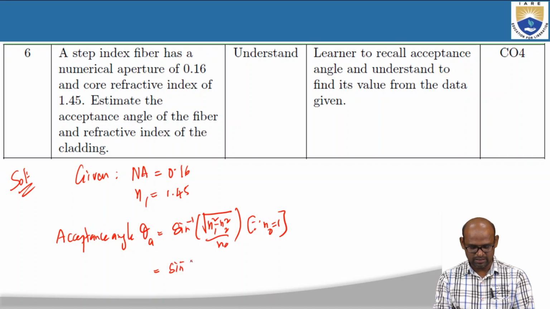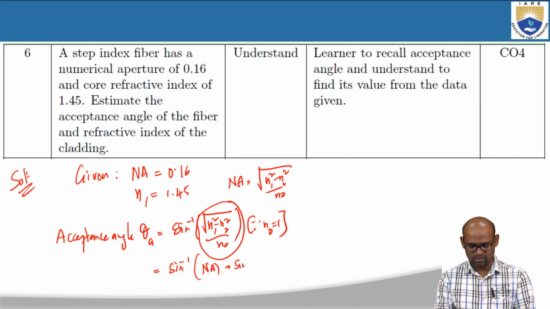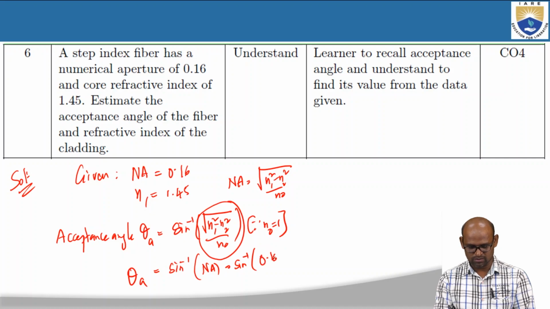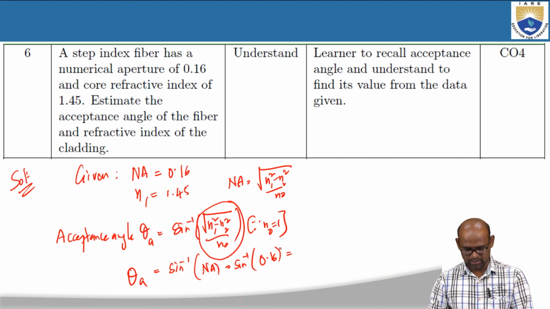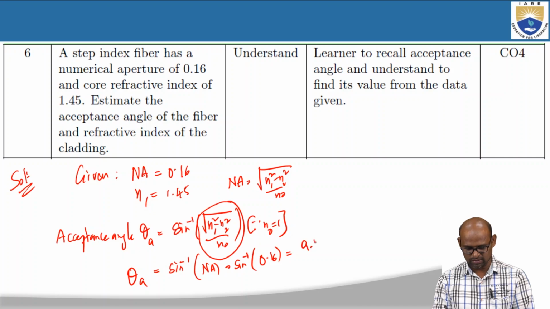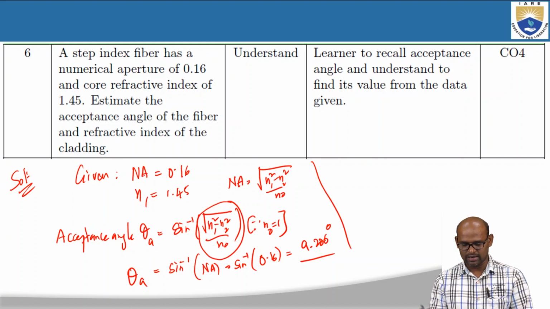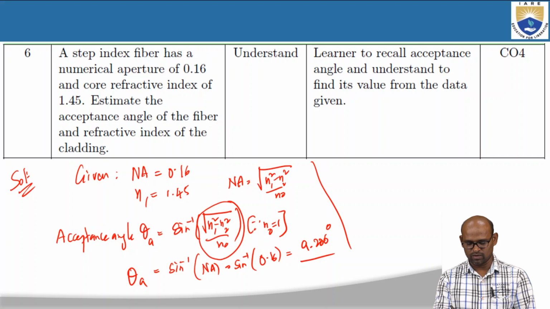So this is basically sine inverse of numerical aperture, because numerical aperture is defined as square root of n1 square minus n2 square by n0. So all we have here is numerical aperture. Sine inverse of numerical aperture, which they have already mentioned as 0.16, gives 9.206 degrees. It's the acceptance angle.